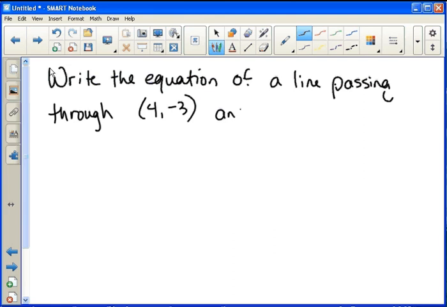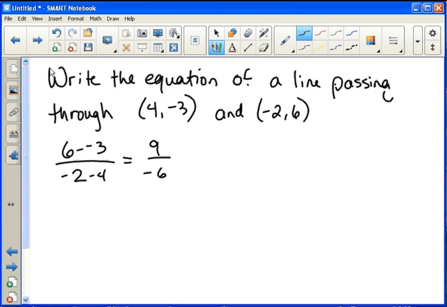Okay, so this time they gave us the 2 points but not a slope. But if we put together what we've learned so far, we can find this slope. So I'm going to start with finding the slope. I do 6 minus -3 over -2 minus 4. That gives me 9 over -6, which reduces to -3/2.